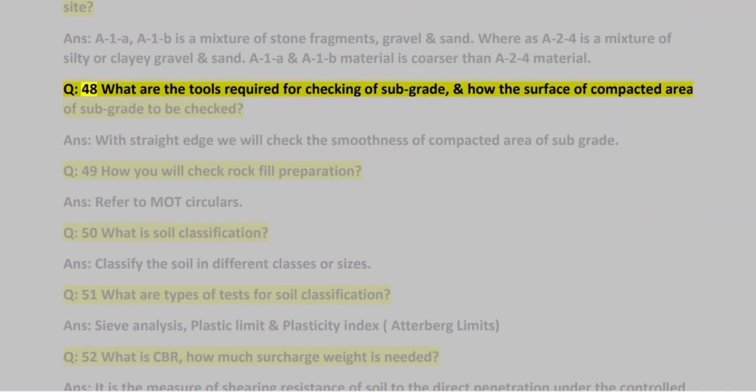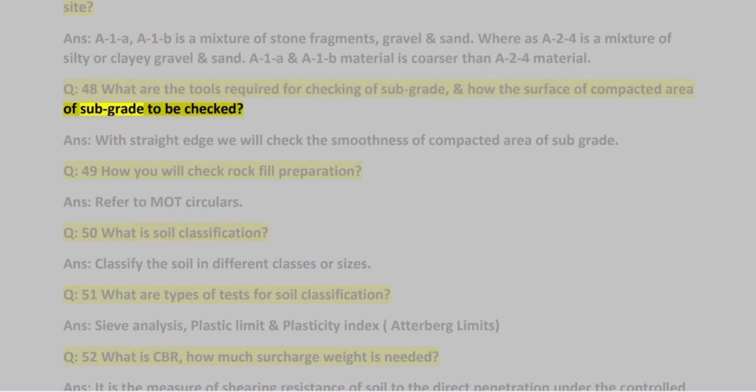Q. 48 What are the tools required for checking of subgrade, and how is the surface of compacted area of subgrade to be checked? ANS, with a straight edge we will check the smoothness of compacted area of subgrade. Q. 49 How will you check rock fill preparation? ANS, refer to MOT circulars.